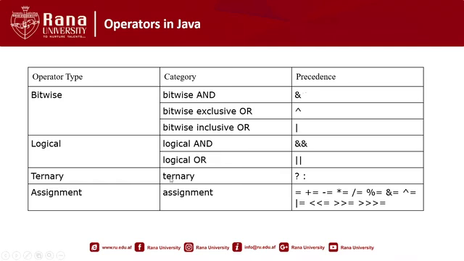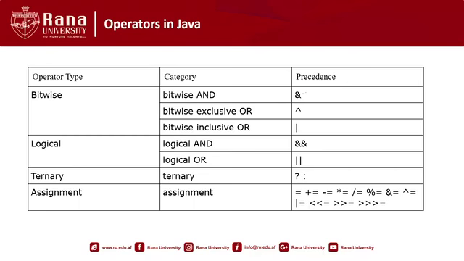And also we have the logical operators. The logical operator is divided into two types: one is AND, the second one is OR. This is the symbol of the logical AND operator, and this is the symbol for the logical OR operator. Both of them we can use in many examples.